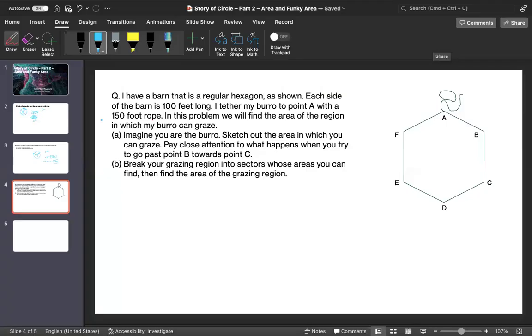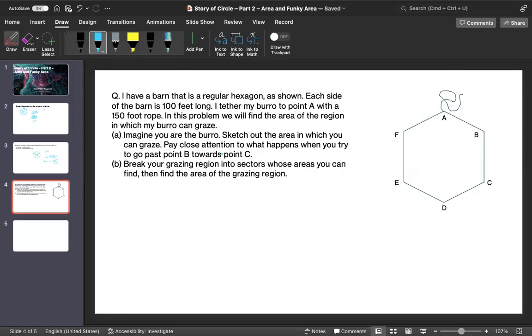Alright, last question. I have a barn that is a regular hexagon as shown. Each side of the barn is 100 feet long. I tether my burro to point A with a 150-foot rope. In this problem, we will find the area of the region in which my burro can graze.